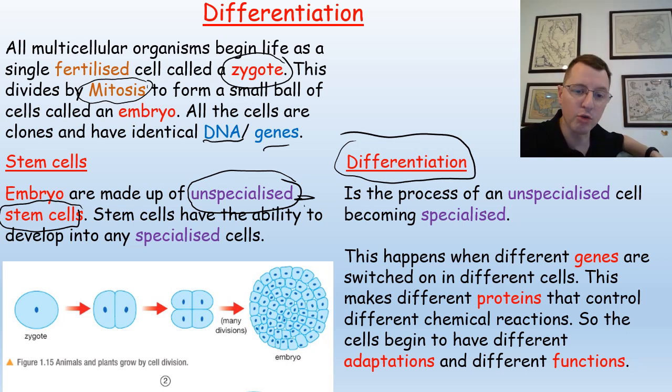That's quite amazing, because all the stem cells have got exactly the same DNA and exactly the same genes, but the difference is which genes are turned on and which genes are not turned on.